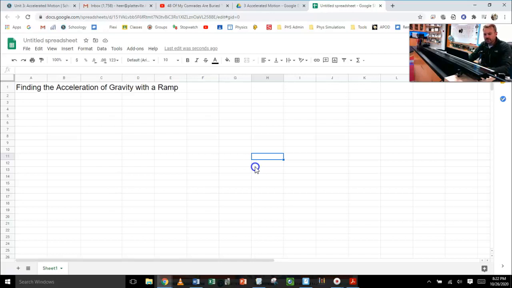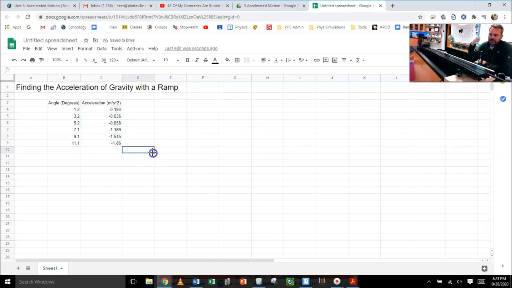So the first thing that you're going to do is put in your angle, and you always got to make sure you put in your units. So we're measuring angle, which is degrees, and acceleration, which is in meters per second squared. And that little caret is shift number 6 to represent an exponent. So make sure that you put your units in there. I'm going to put in all of my angles that we did, 1.2, 3.2, 5.2, 7.1, 9.1. Those are all the angles that I measured. And then we're going to enter in all of the accelerations that we had. So negative 0. All these, there they are.